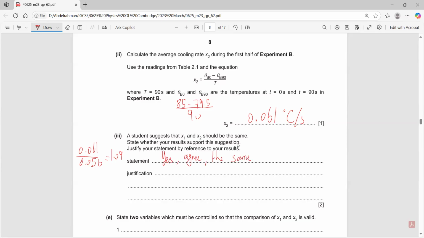Why are they the same? Because 0.061 and 0.056, the values are close. They are close within the limits of experimental accuracy. You can say that the difference is less than 10%.